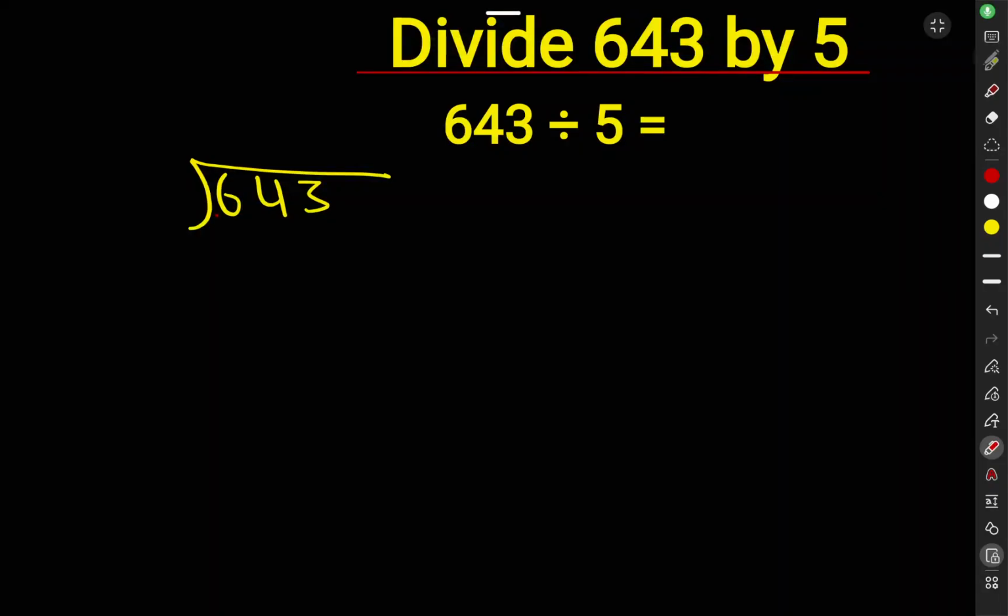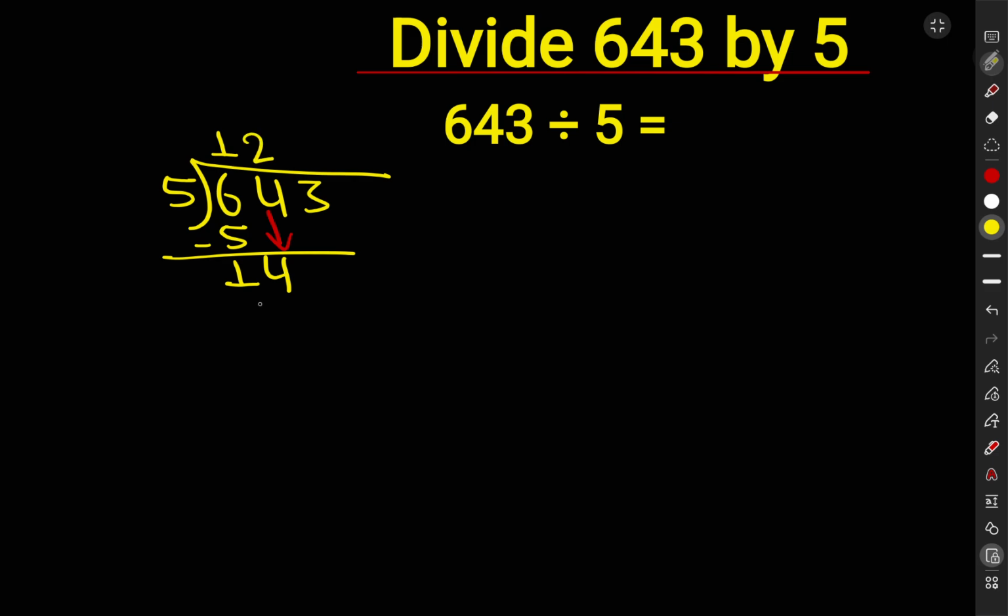We divide 643 by 5 in a long division method. 5 times 1 is 5. On subtracting we get 1. So now we put down this 4 and it is 14.